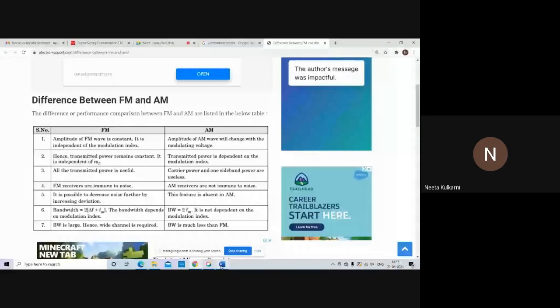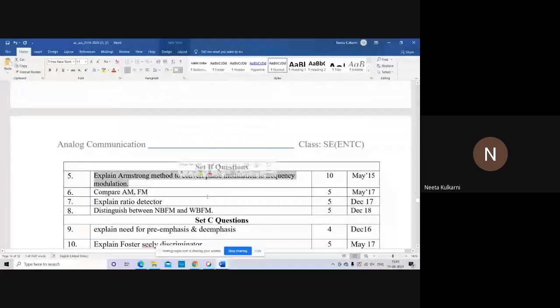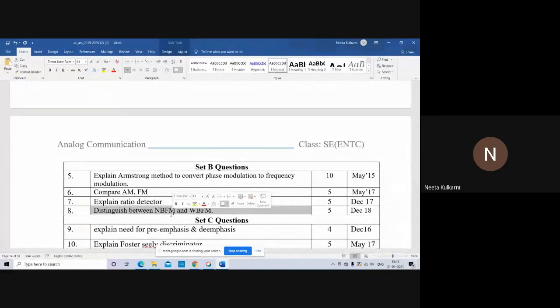Then next is explain the Armstrong method to convert phase modulation to frequency modulation. The Armstrong method is the indirect method for FM generation. There you can convert the narrowband FM signal into a wideband FM signal with the help of the phase modulator. So that diagram you have to try and write down the explanation. This question is repeated: distinguish between narrowband FM and wideband FM. The comparison parameters are modulation index, modulating signal frequency, deviation; all those values you can write in the comparison.